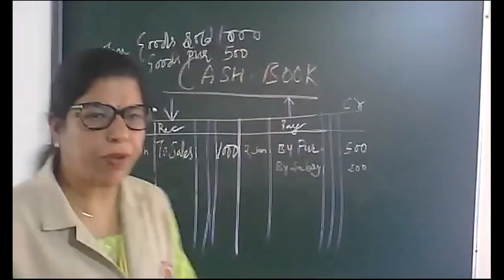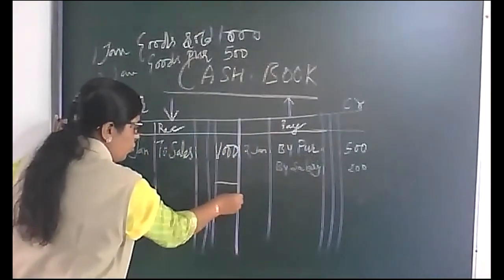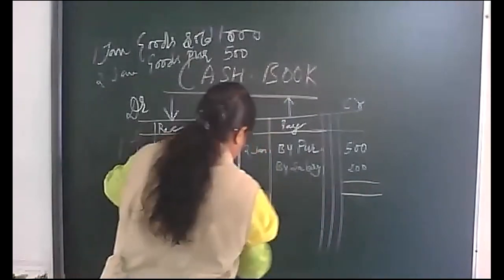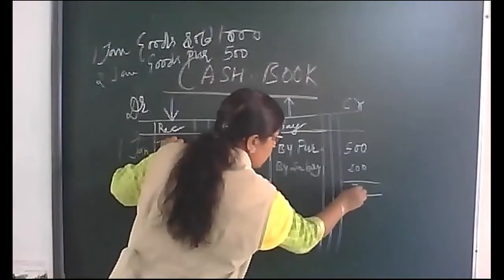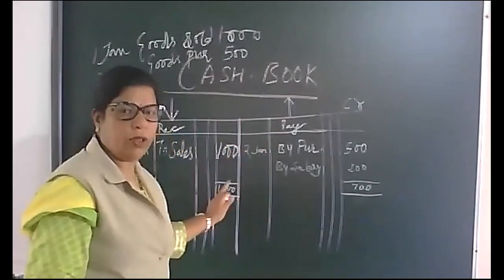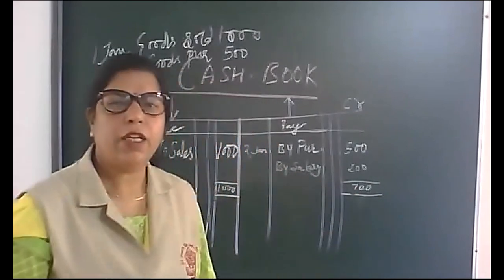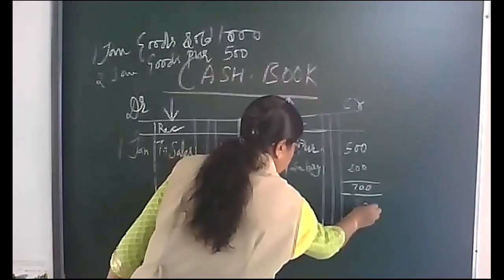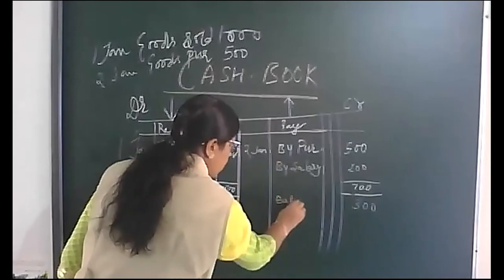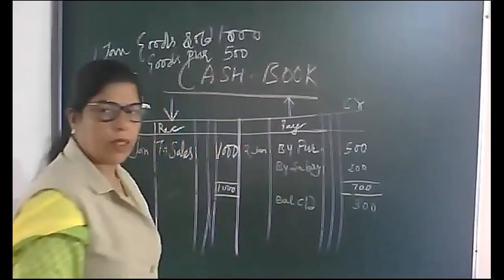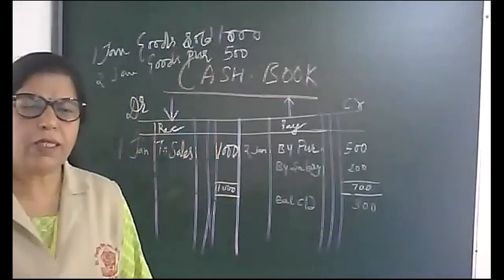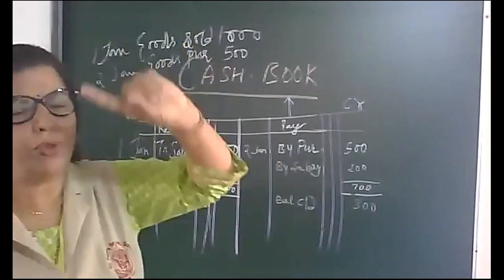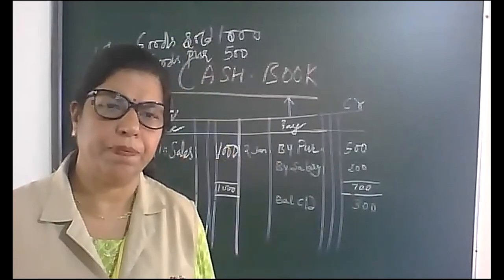Now how can he find out? Just total this side, that is 1000. The total of this side is 700. 1000 minus 700. What is the cash balance? Yes, 300. Balance c/d. C/d means carried down. This cash balance is carried down to next month.